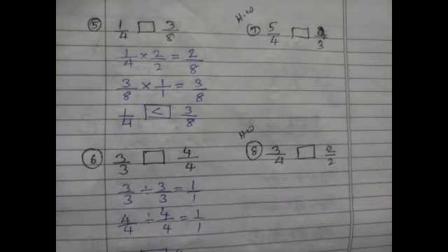Next, 3 by 3 and 4 by 4. 3 by 3 we can divide by 3, which means 1 by 1. 4 by 4 we can divide by 4, which means 1 by 1, because all the numbers are equal numbers, so we can divide and make it into 1. So both the numbers are equal.